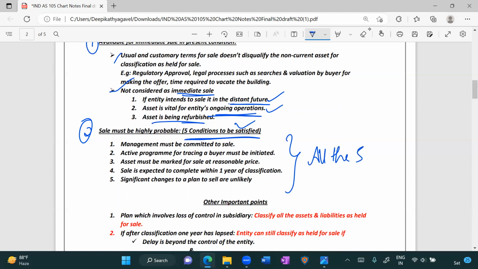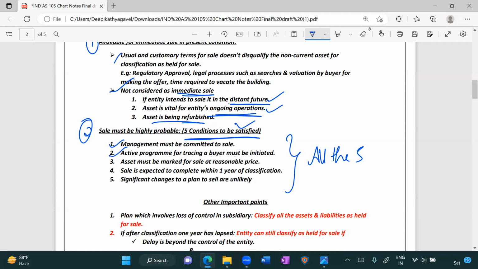Now let's see what the 5 conditions are. The first condition says that management must be committed to sell, right? It should not be simply for the sake of it. You must be committed. The management should have taken the steps to initiate the sale of that particular non-current asset.